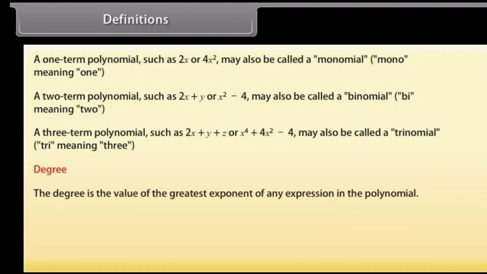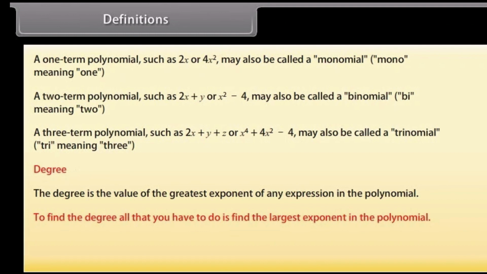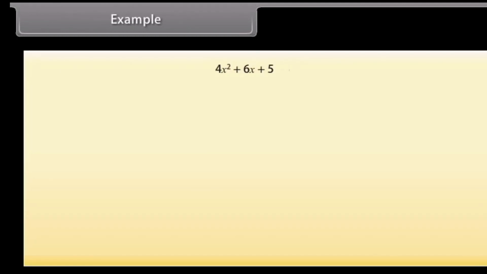Degree. The degree is the value of the greatest exponent of any expression in the polynomial. To find the degree, all that you have to do is to find the largest exponent in the polynomial. Example. 4x square plus 6x plus 5.